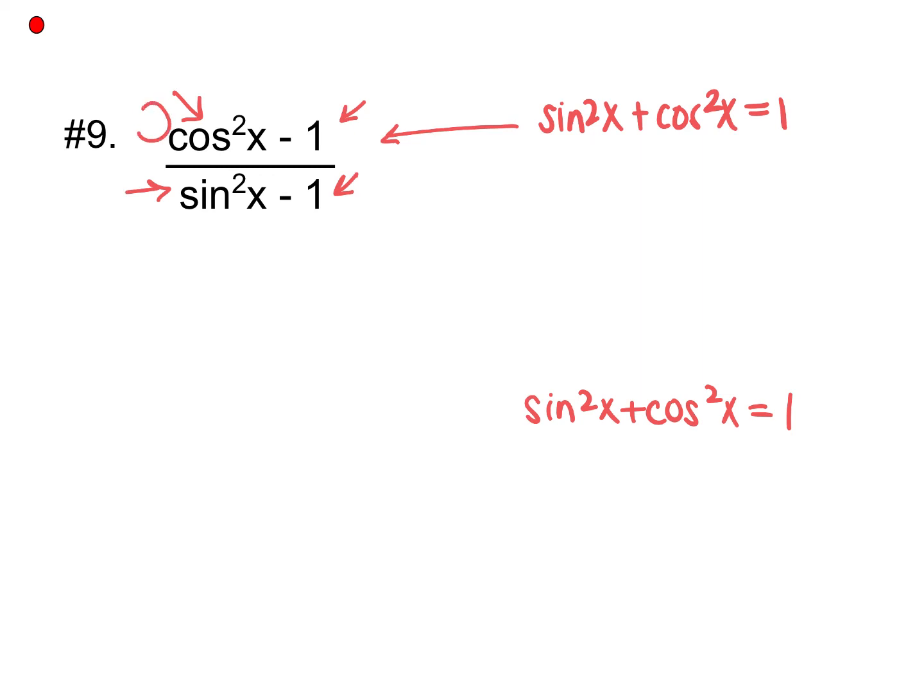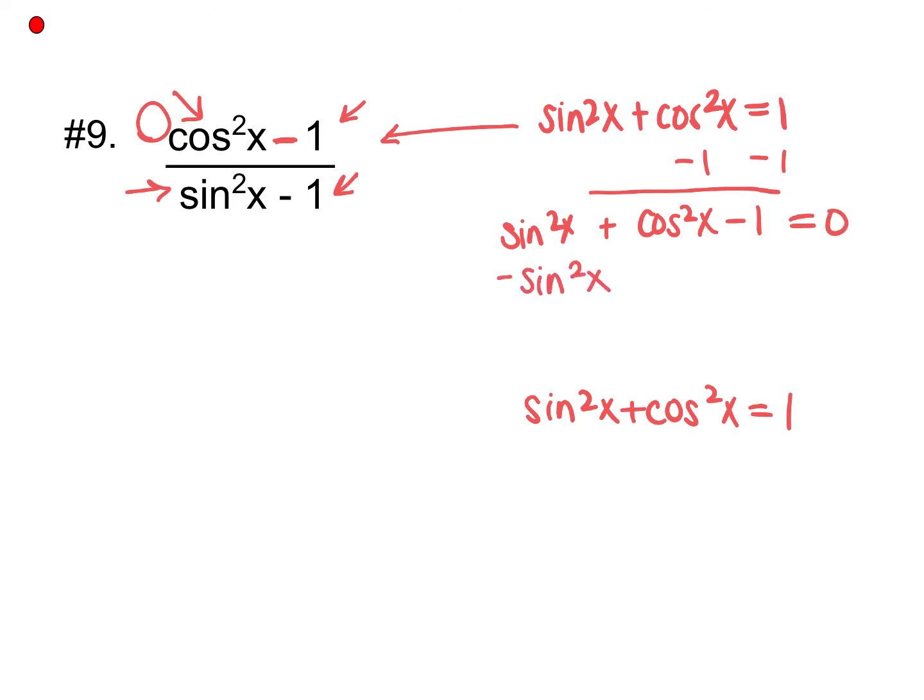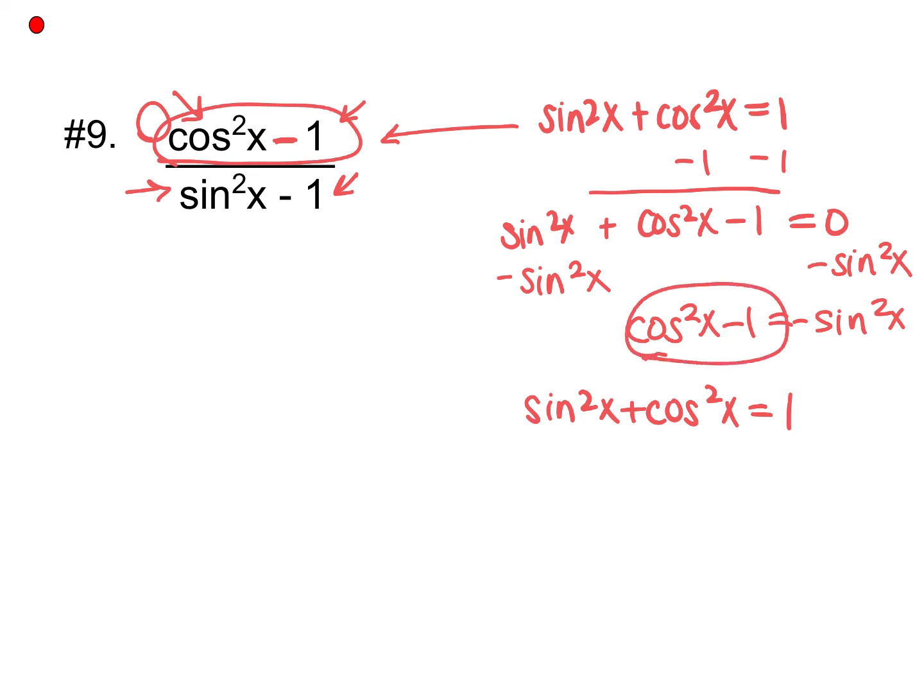My top one, my cosine is positive, so I cannot touch my cosine. My 1 is negative, that's what I want to move over. So I will subtract 1. I then have the cosine squared x minus 1, but in addition to that, I have that sine squared x. And that sine squared x, I need to move to the other side. So I am going to subtract that. So then I have cosine squared x minus 1 is equal to negative sine squared x. Now this is exactly the same as this, which I can then replace with this.